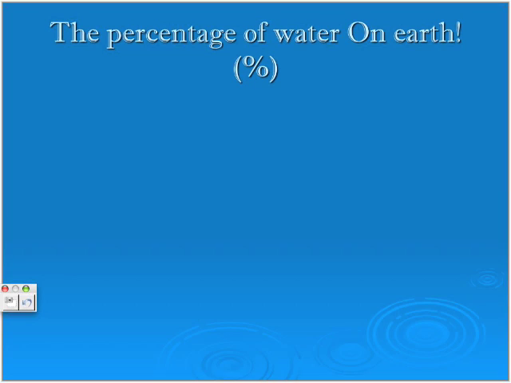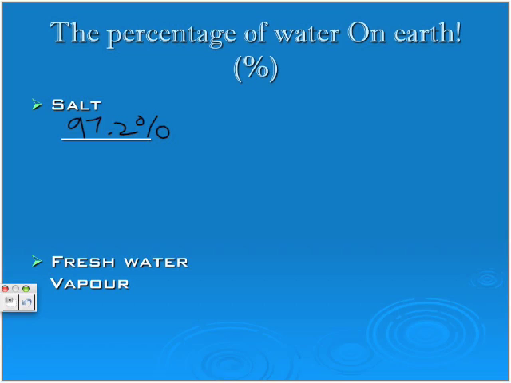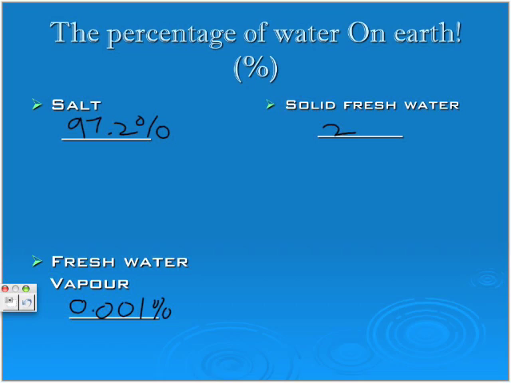Okay. Now let's look at the percentage of water on Earth. On Earth, the percentage of salt water is 97.2%. And the fresh water vapor is 0.001%. And then solid fresh water is 2.2%, and the liquid fresh water is 0.6%. This is very important to remember when we're learning about water cycles.